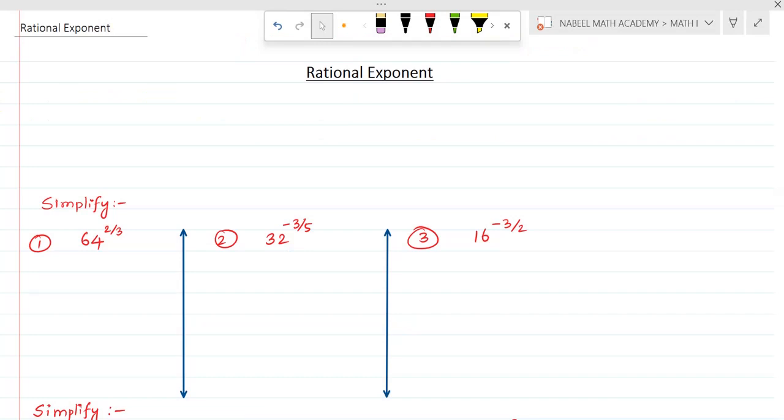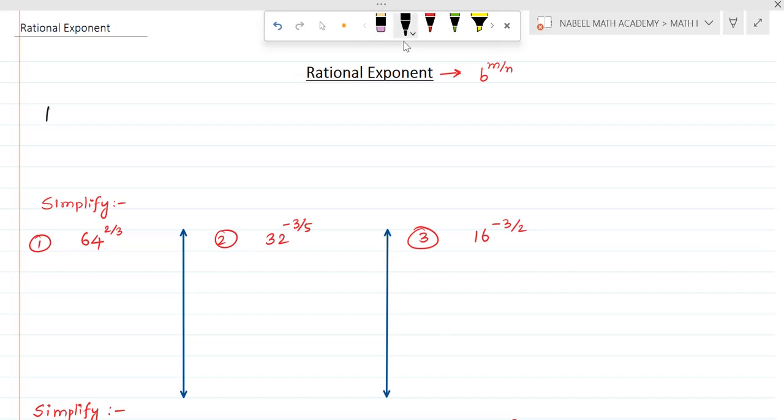In this video, we are going to study the rational exponent. Already we have discussed integer exponents. What do we mean by exponents? An exponent is nothing but a power. If you have a power that is rational, we call it a rational exponent. So this is the definition for the rational exponent.